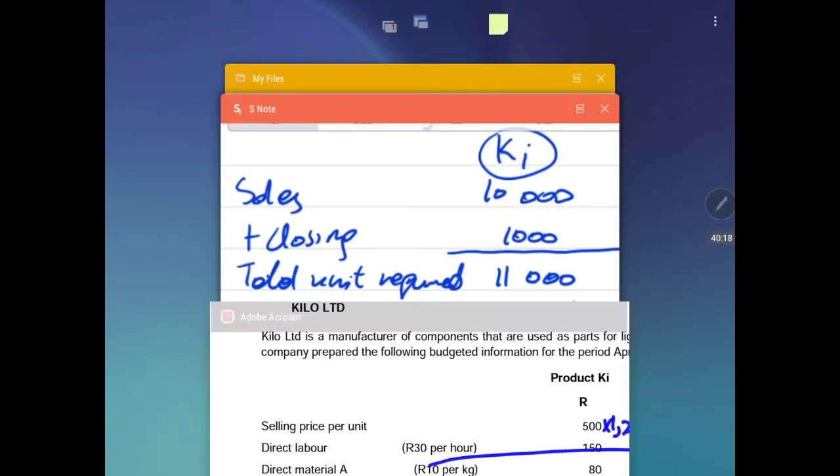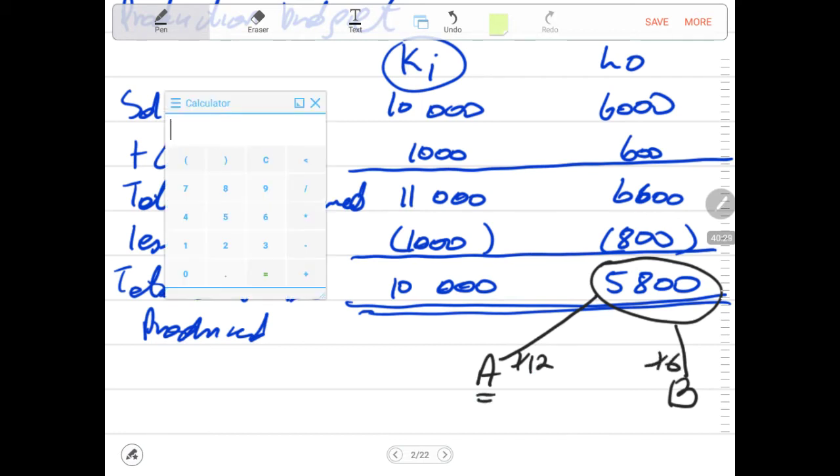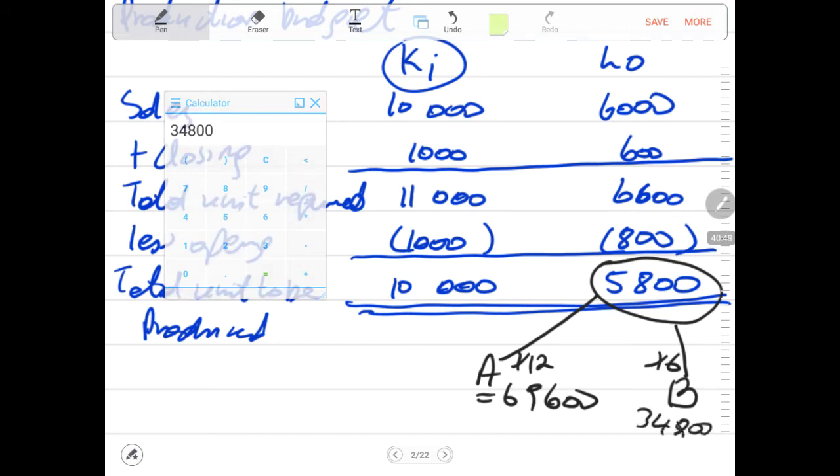So now that means we come and we do our calculation. We say this by 12 kgs and this by 6 kgs. We say how many kgs are required of material A to complete product LO. It will be 12 by 5,800 kgs. This becomes 69,600, and this 5,800 by 6 will be 34,800. So now that means, and let me say this because it is part of the term I've used in another video when I was dealing with the material mix.